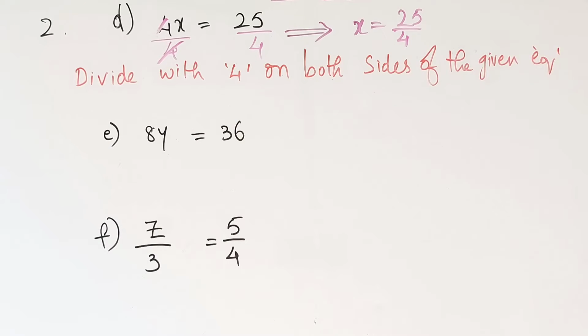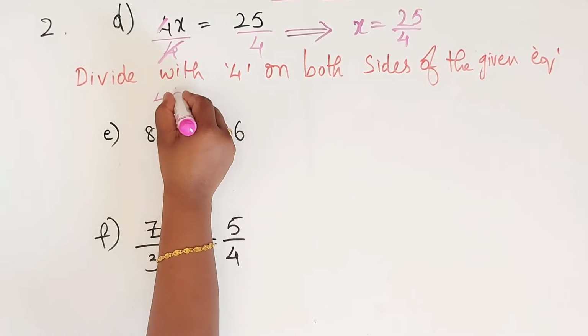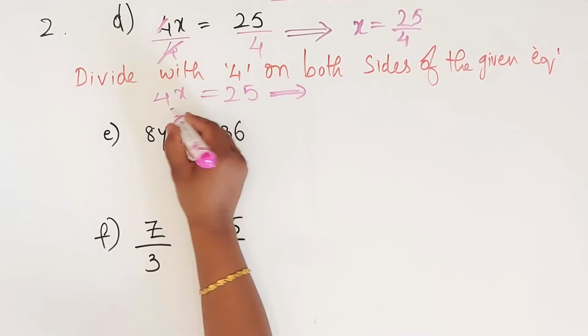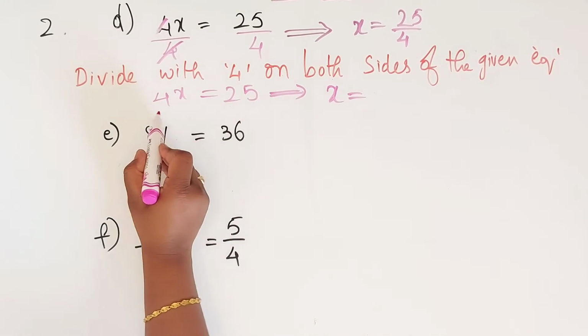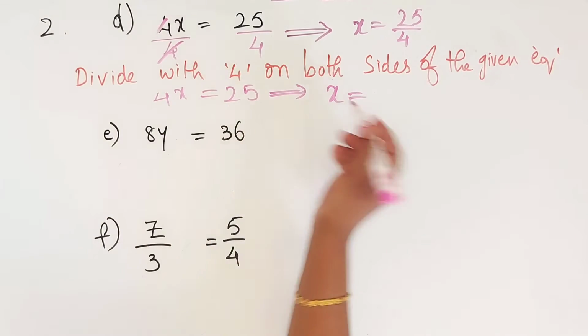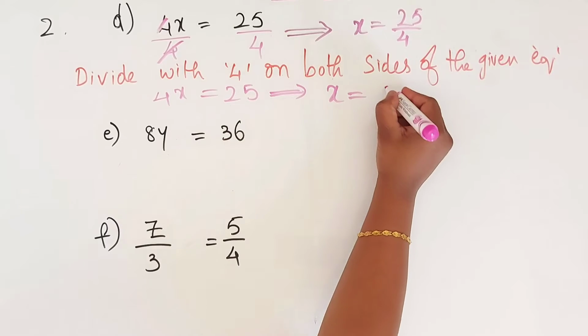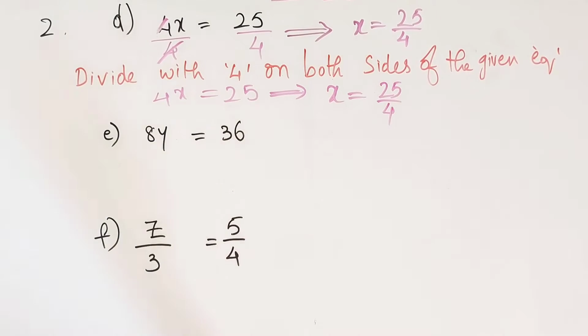Now we'll do it directly, children. 4x equal to 25. This is the question, right? Now we want x only. We don't want the number, so send it to the right hand side. It is multiplying here. If you send it to the right hand side, it will divide. 25 by 4.